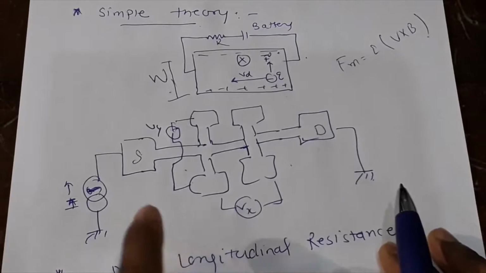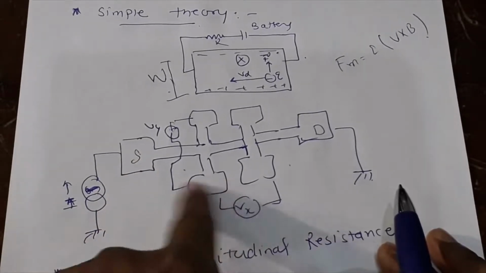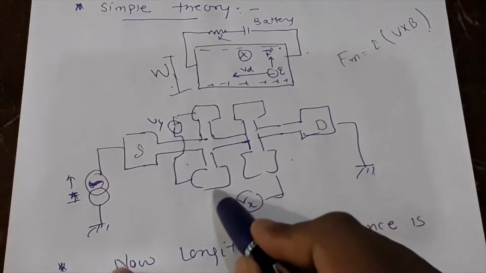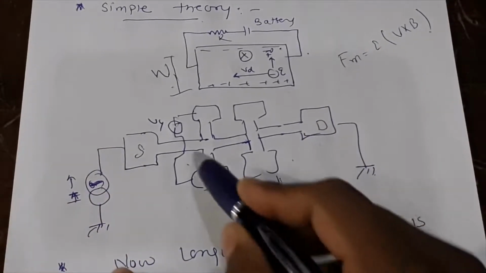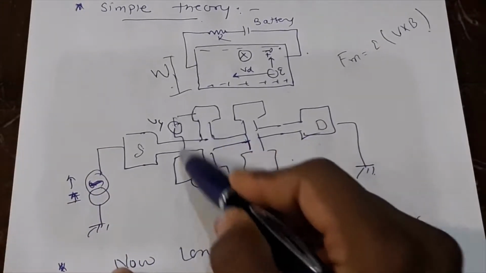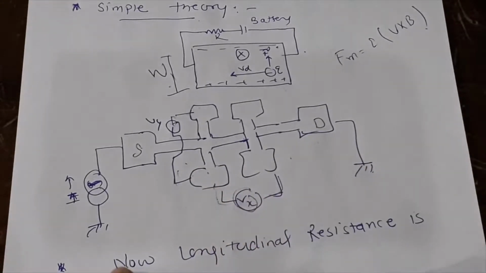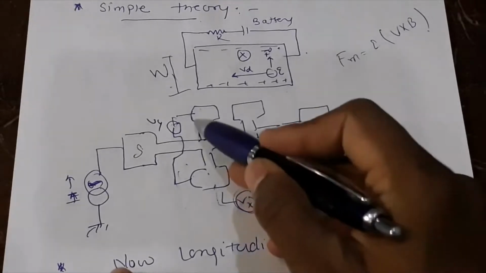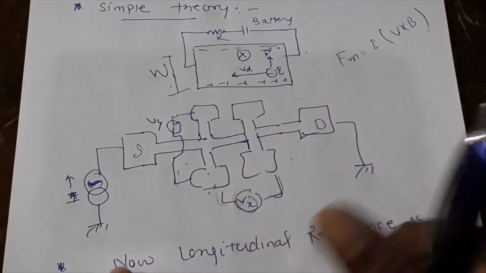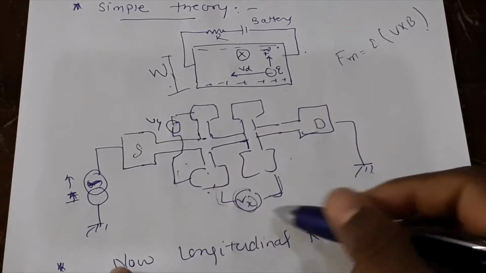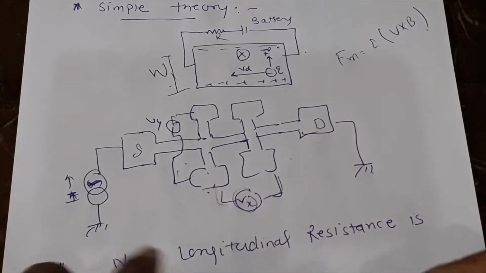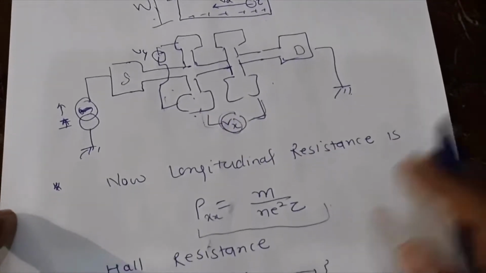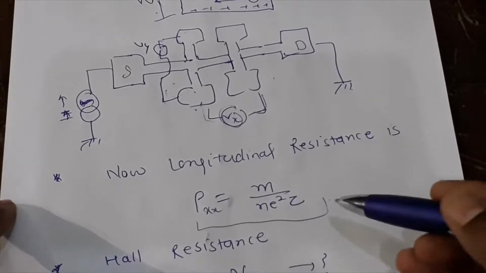So the typical sample in lab looks like this. This is called Hall bar geometry. You pass current through here and you measure longitudinal resistance here, and you measure Hall resistance across these two terminals. In practice, if you're passing current through here, you should not get anything here, but as soon as you switch on the magnetic field, you get the Hall voltage.